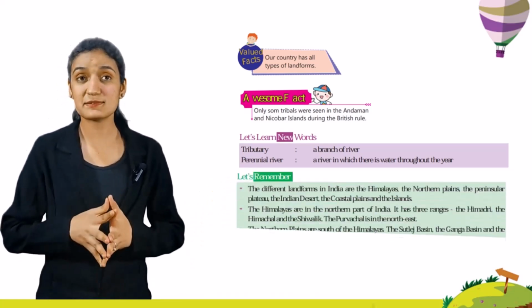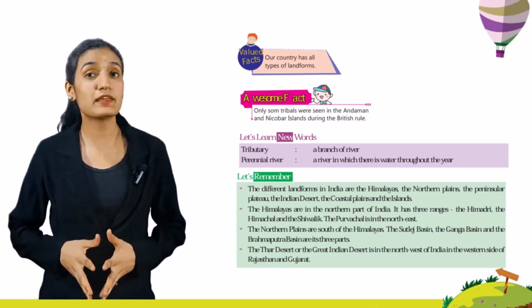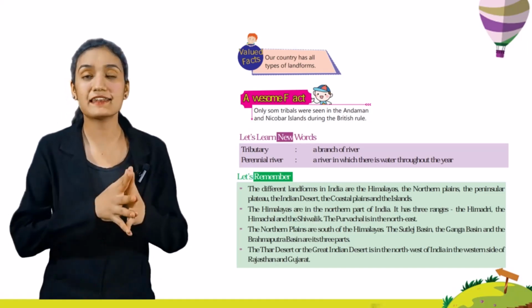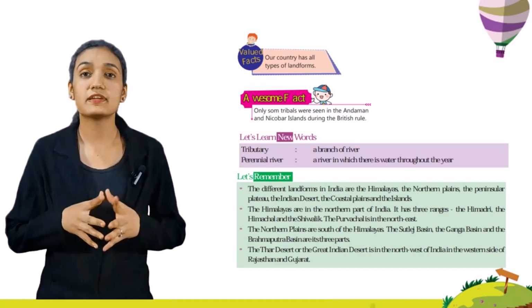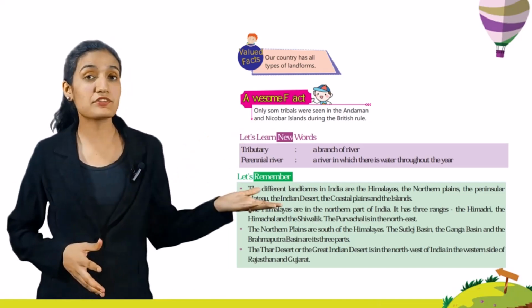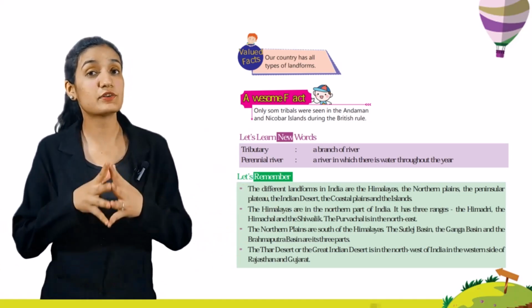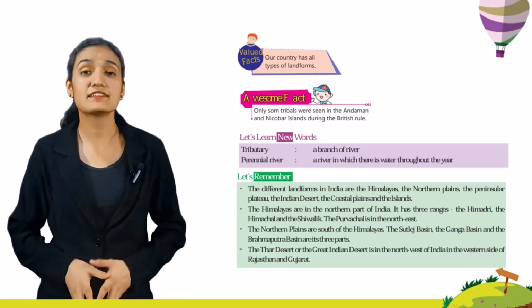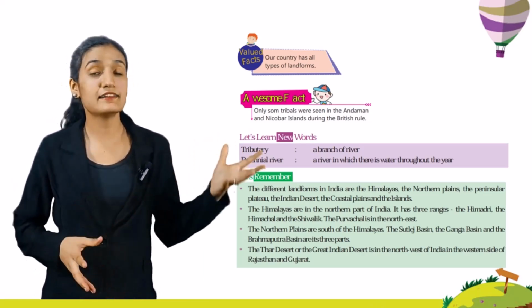Now kids, let's remember. The different landforms in India are the Himalayas, the northern plains, the peninsular plateau, the Indian desert, the coastal plains and the islands. The Himalayas are in the northern part of India. It has three ranges, the Himadri, the Himachal and the Shivalik. The Purvanchal is in the northeast. The northern plains are south of the Himalayas. The Satluj Basin, the Ganga Basin and the Brahmaputra Basin are its three parts.